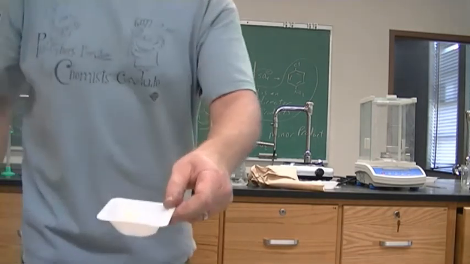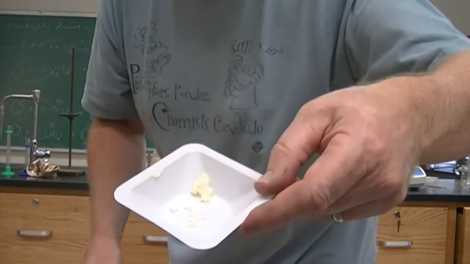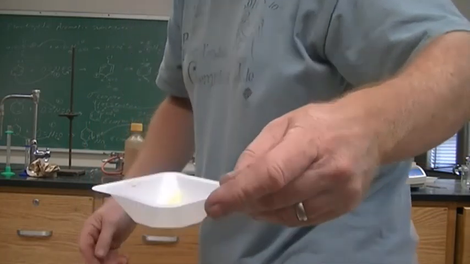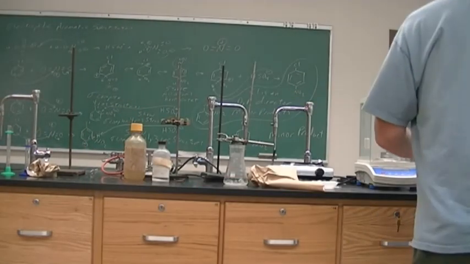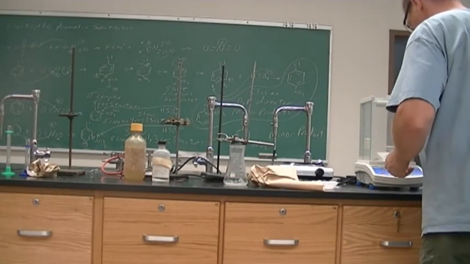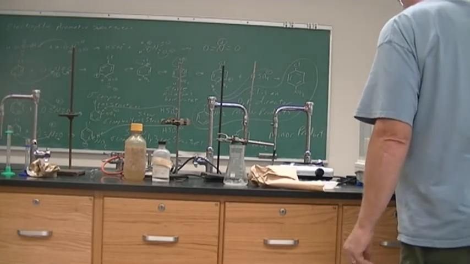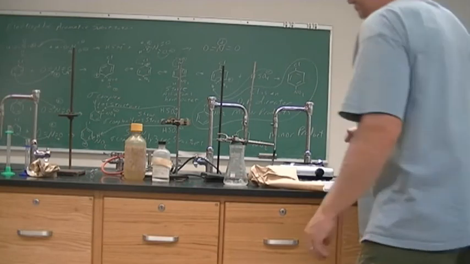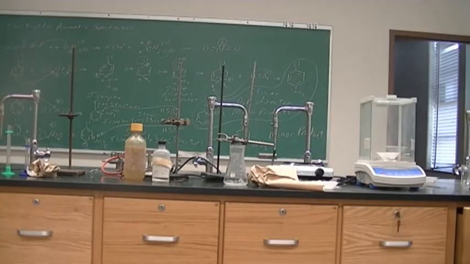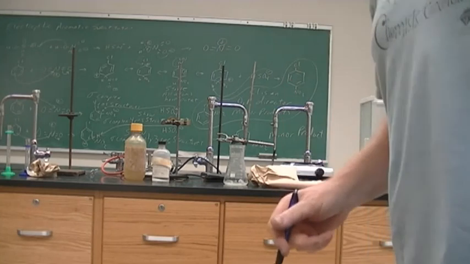So it's a light yellow solid. All right, and the mass is 0.84 grams. 0.84 grams is our yield. All right. That is the end of the electrophilic aromatic substitution reaction.